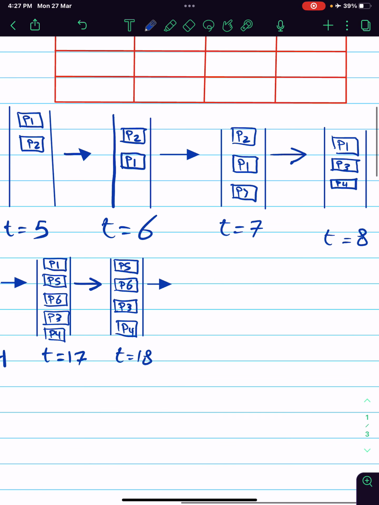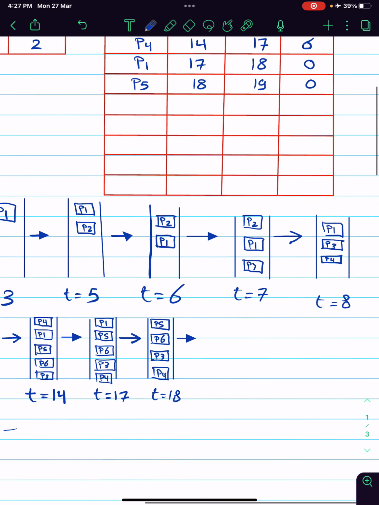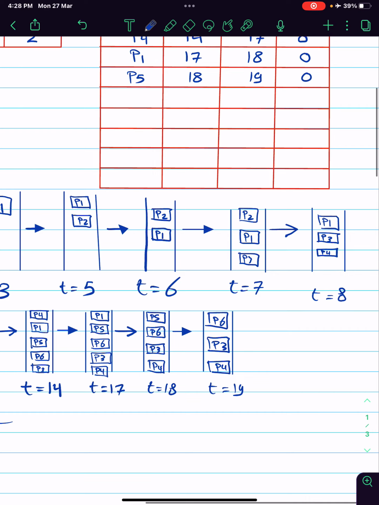Yeah. Then here, P5 starts at time 18. It's going to finish at time 19. No problem. Okay. So when P5 finishes and leaves, now the queue is going to be P6, and then P3, and then P4. Here is the time equals 19.